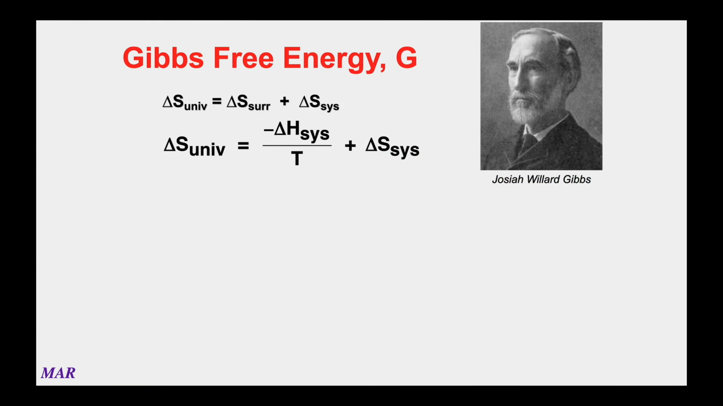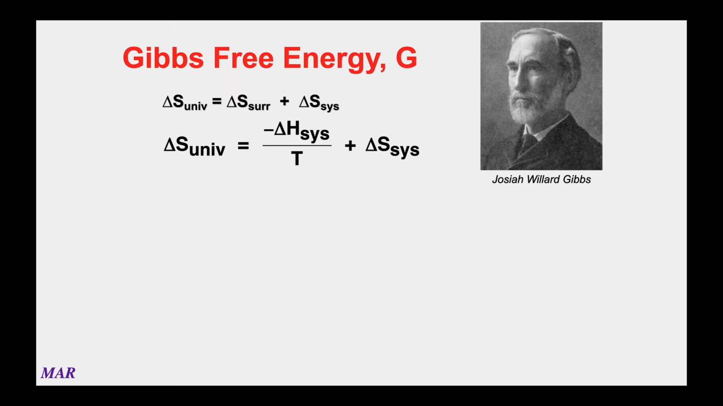Gibbs looked at the delta S universe equation and thought, well, that's nice, but as a chemist, we use delta H all the time. So instead of using delta S of the surroundings, he put in negative delta H system over T. And the advantage there is that delta H of the system is the delta H of products minus delta H of reactants. And chemists have always been really good about that.